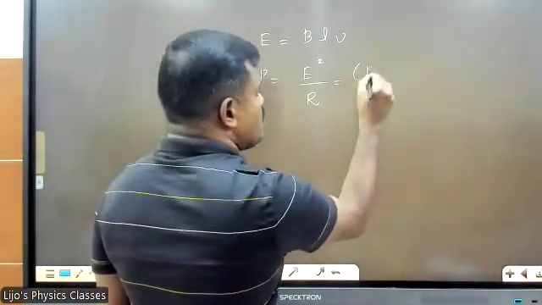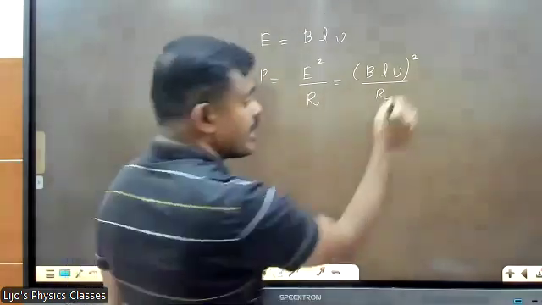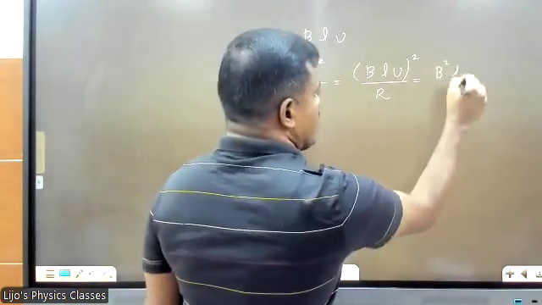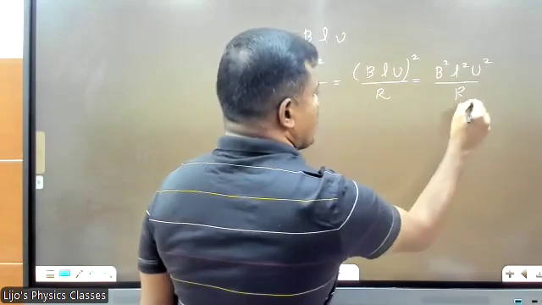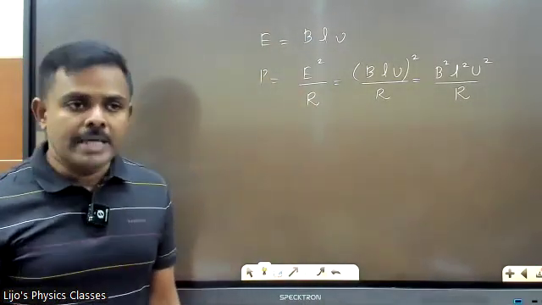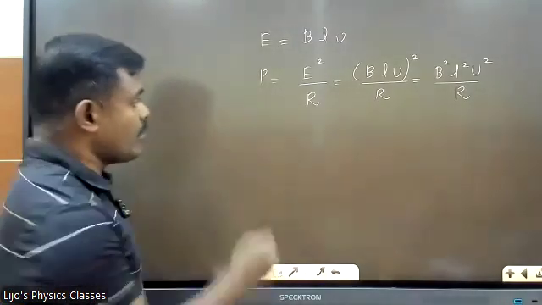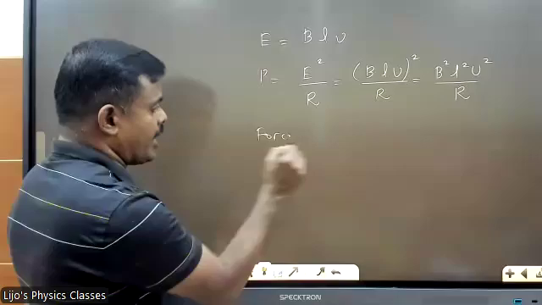This E is BLV, the whole squared by R. So what am I going to get? B square, L square, V square by R. So the electrical power developed on the conductor is B square, L square, V square by R. And the last equation, what is the force required?